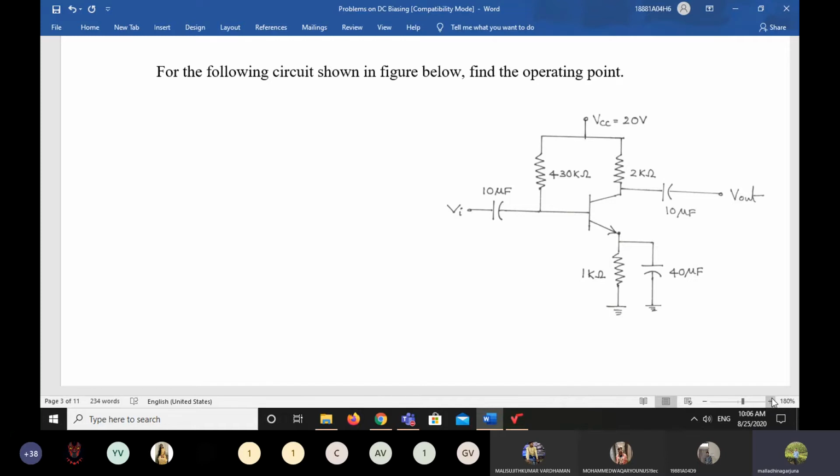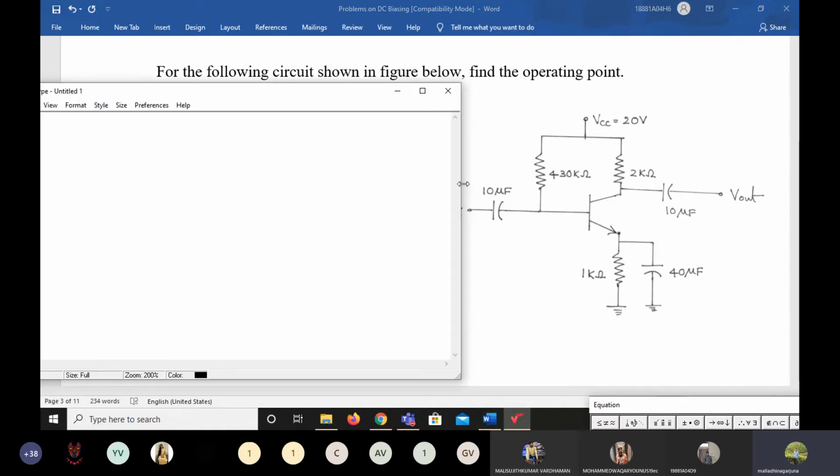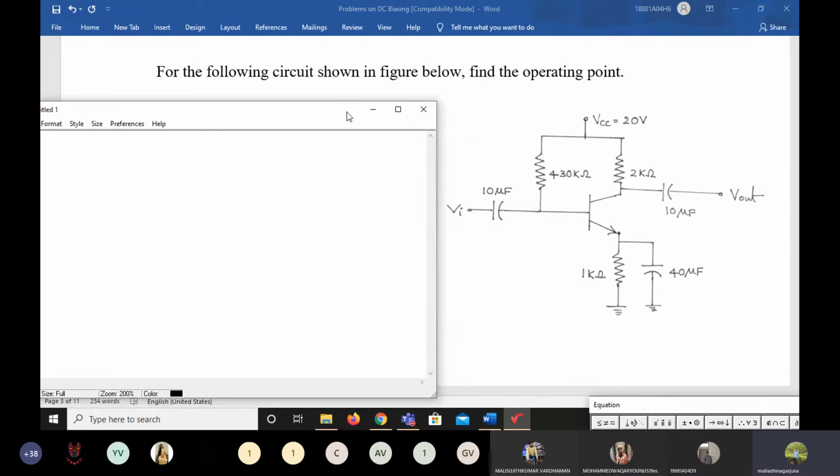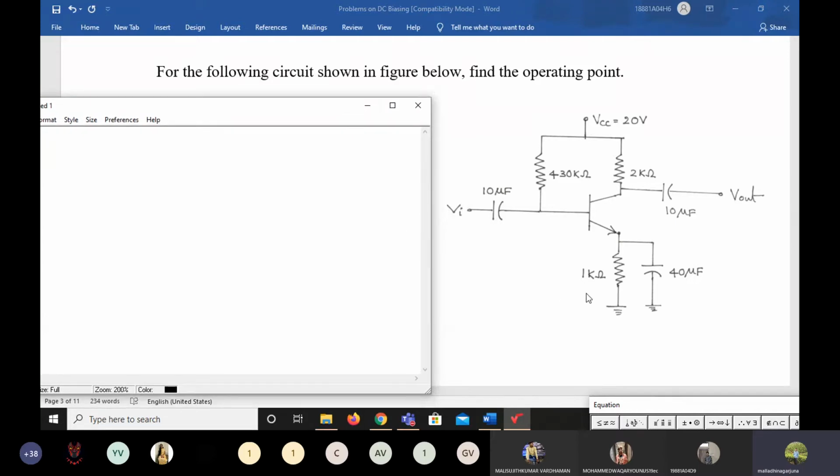Okay, so now coming to the solution. First thing we remember: if the circuit has any capacitors, when you are doing the DC analysis, all the capacitors act as open circuit. For the DC signal, the capacitor acts as an open circuit. So though the capacitors are mentioned in the circuit diagram, need not worry about them.